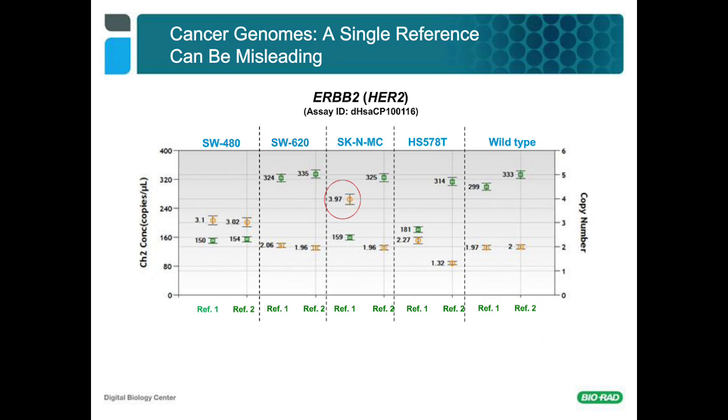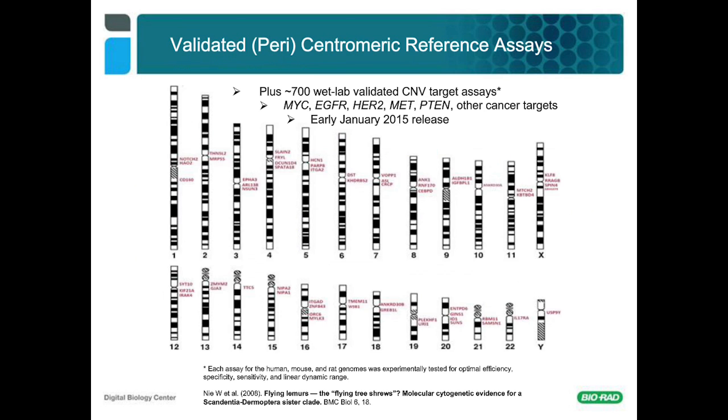Shown here are 4 cancer cell lines tested for HER2 with 2 different references. In the first 2 cell lines, the HER2 copy number is identical. However, for SK-N-MC and HS578T, the choice of reference alters the copy number call. To address this, we have wet lab validated about 60 pericentromeric reference assays corresponding to each chromosome. Whatever your cancer subtype of interest is, you can find a validated reference assay for it.